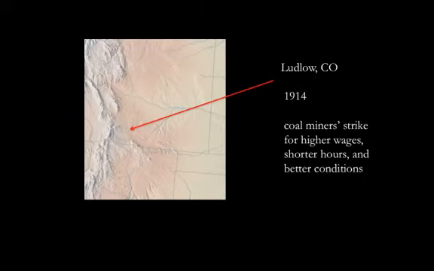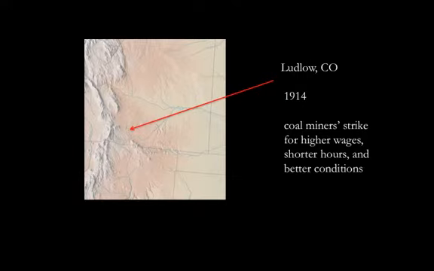And to do that, I want to go south of here in Colorado to a place called Ludlow in the year 1914. In 1914, there were a whole series of coal mines along the Front Range, along the foothills of the Rocky Mountains. It's a remote part of the world today, and it was a remote part of the world then. Coal miners lived in basically company towns and worked under terrible conditions, dangerous conditions for long hours and low pay. And they went out on strike in 1914 for higher wages and shorter hours and better working conditions.